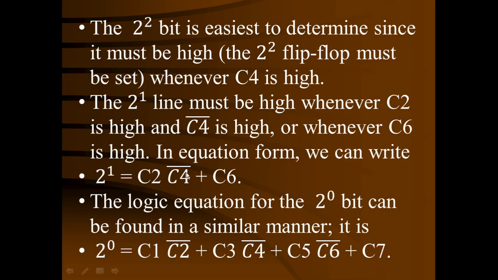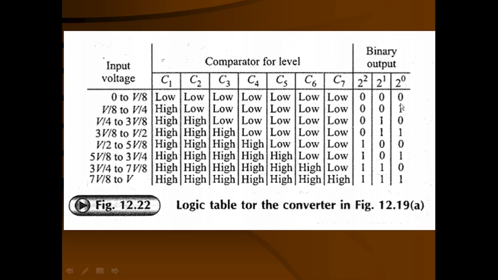Similarly, the logic equation for the 2 raised to 0 bit can be found in a similar manner. It can be 2 raised to 0 is equal to C1 C2 bar, or C3 C4 bar, or C5 C6 bar, or C7. This is the LSB. So when C1 is high and C2 is low, you require the output to be high. That means C1 C2 bar. You can make one combination from here: C1 C2 bar, then you require the 2 raised to 0 bit to be high.